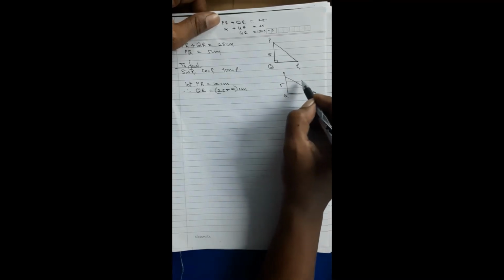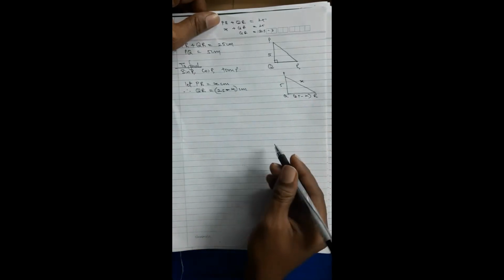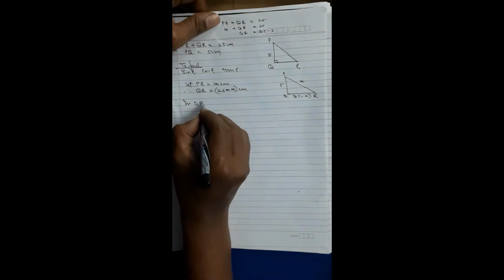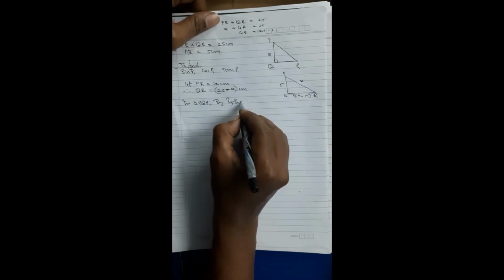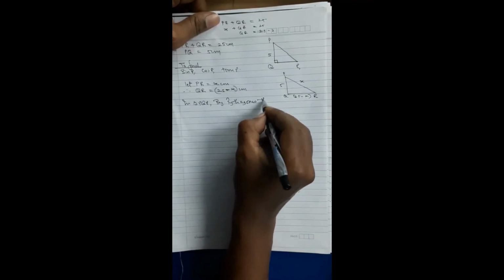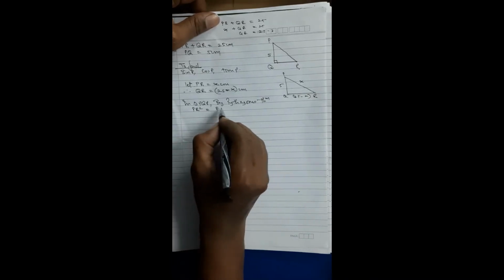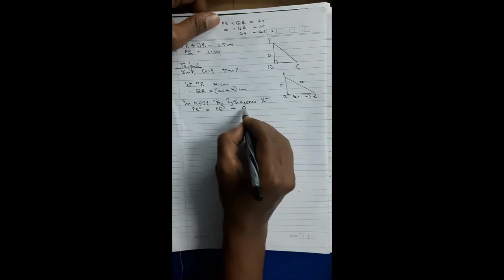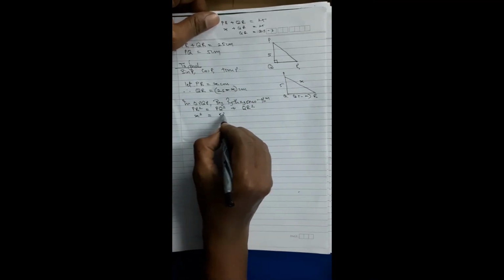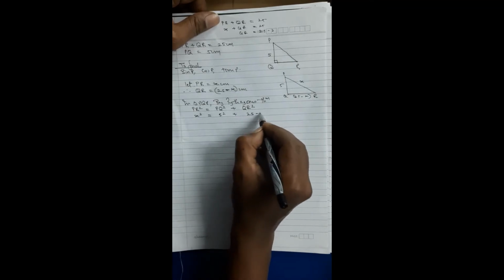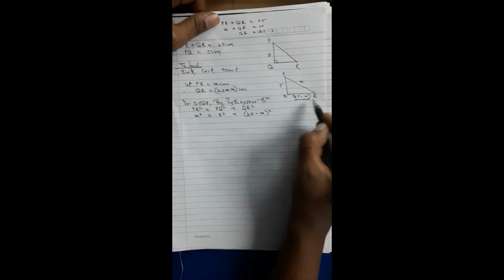PQ is 5, PR is X, and QR is going to be 25 minus X. Now again we will apply Pythagoras theorem in triangle PQR. By Pythagoras theorem, I get PR square equals PQ square plus QR square. PR square will be X square, equal to 5 square plus (25 minus X) the whole square. This is what you have to beware of, whole square.